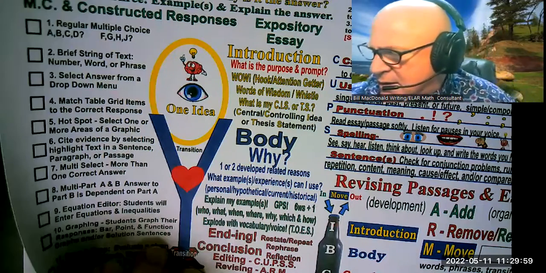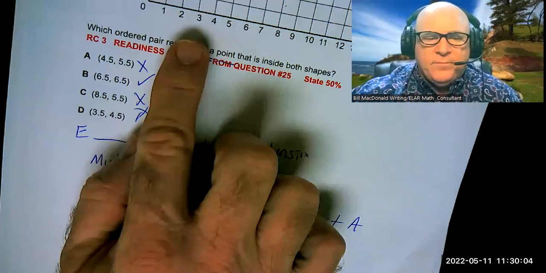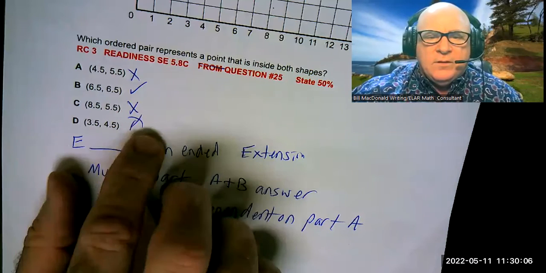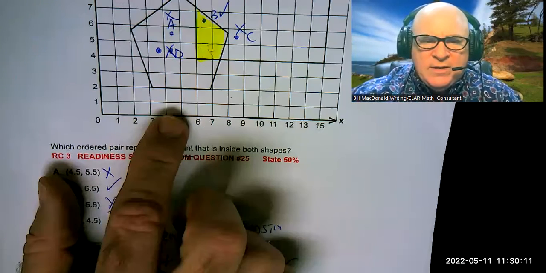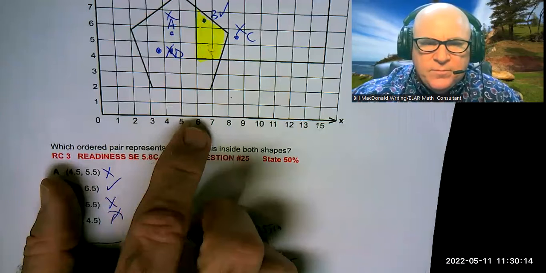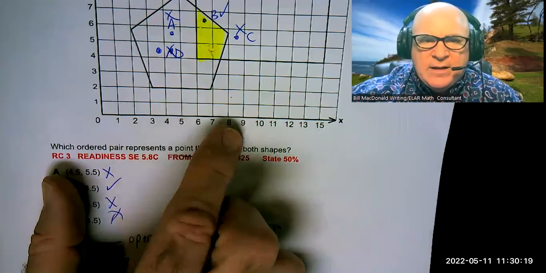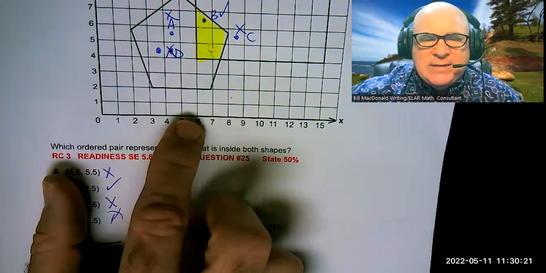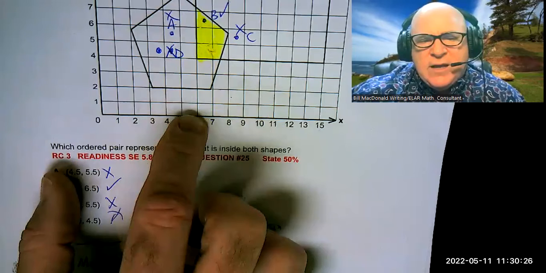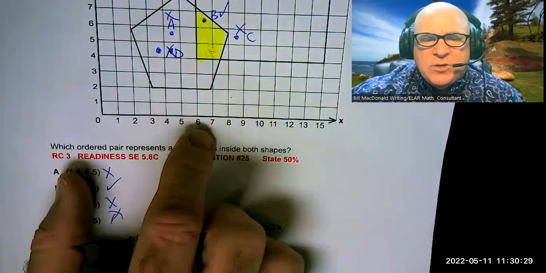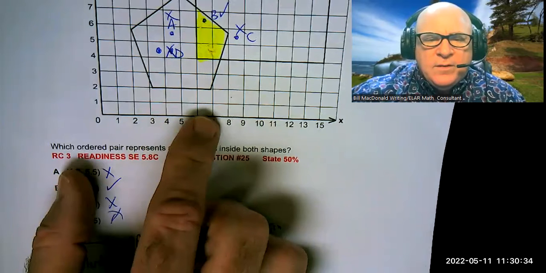All we need is a letter with an X coordinate, which means it would have to be from 6 to 8 for the X, because that's the only position that's inside both shapes. So let's say we go with 6.5, then we would need the Y.